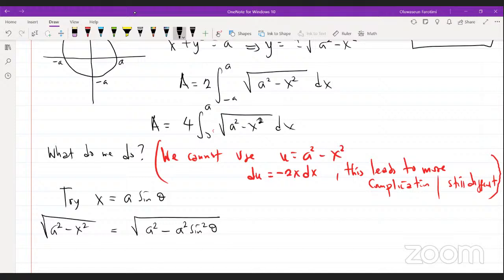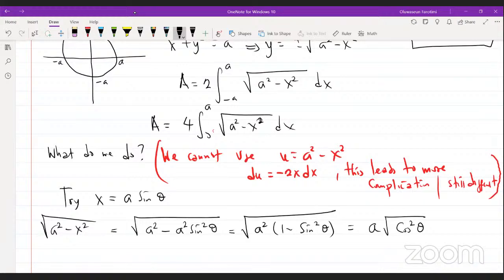It gets more interesting when we actually do examples, which we're going to do in a couple of minutes. So over here, a squared is common. I can pull out a squared. I'm going to be left with 1 minus sine squared of theta, guys. And this is exactly going to be the square root of a squared cosine squared theta.